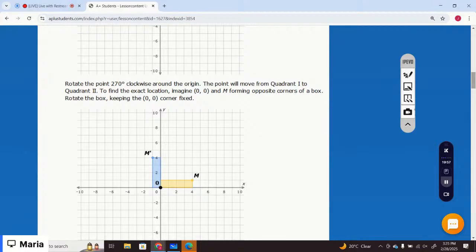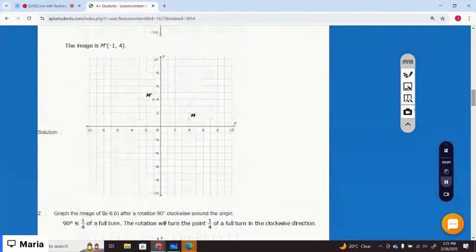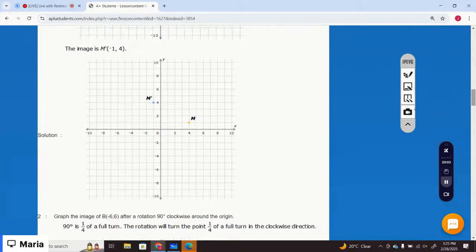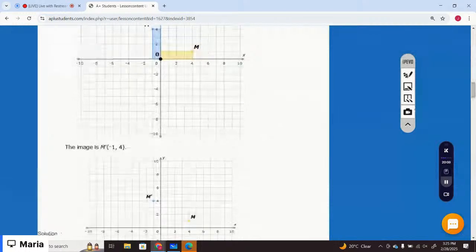So that is now, the coordinates are now -1 and 4, right? 4, 1, they are now negative.